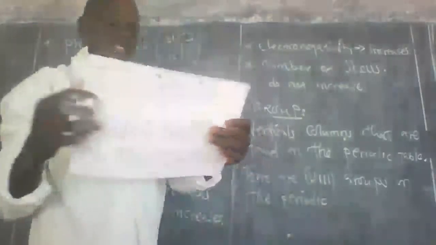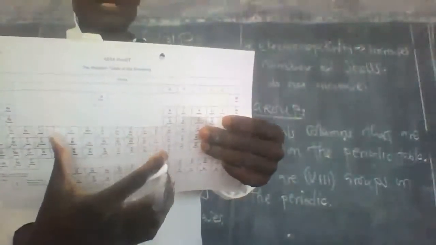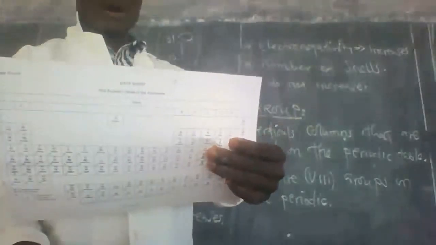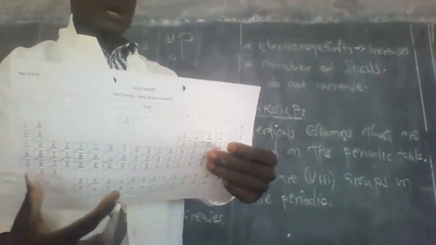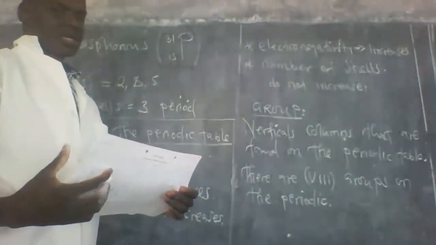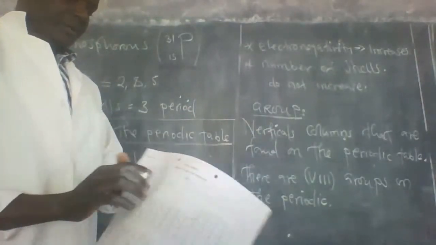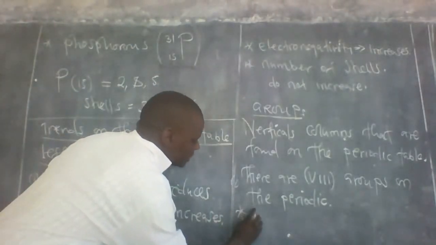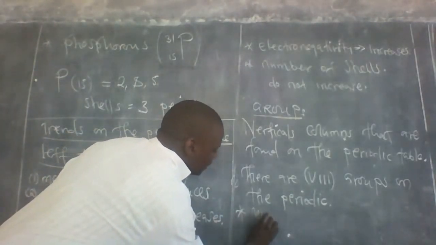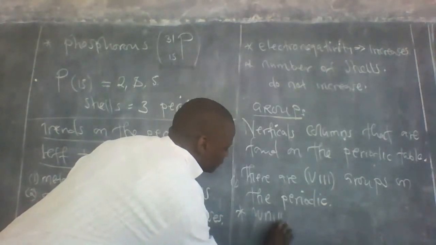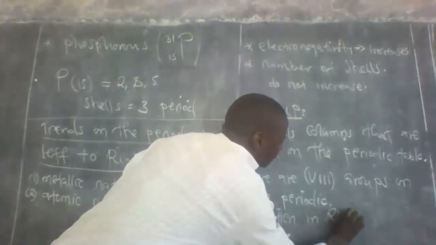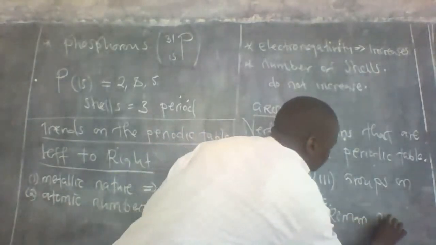But in the actual sense, there are 18, except that these ones here, which are called transition elements, are less talked about. Therefore, when you're counting the number of groups, we do not include them. And many times, these groups are written in Roman numerals.